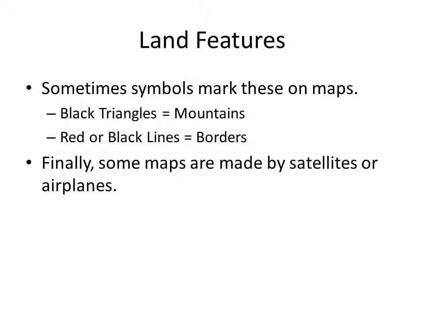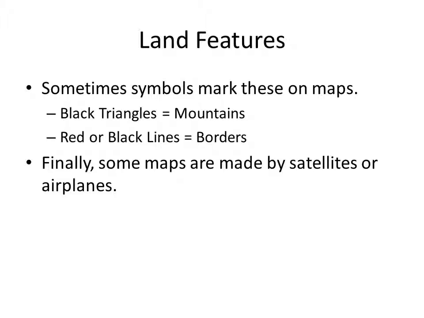Also, other land features that are often seen on maps are black triangles, and they refer to mountains, or red and black lines, and they refer to borders.